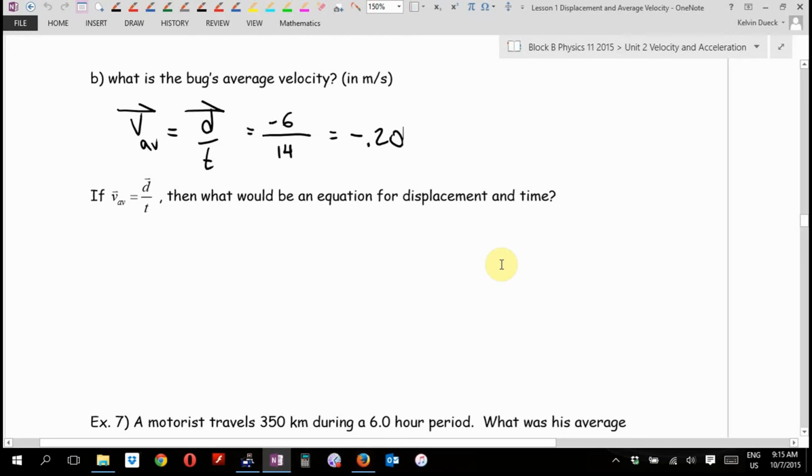If you ask me what's the single most useful skill I can give you that will cut down on your memorization by about 80%, it's going to be something called formula manipulation. So I wrote here, if V average is distance over time, what would an equation be for displacement and for time? Draw a little line down the middle. Let's put D equals.